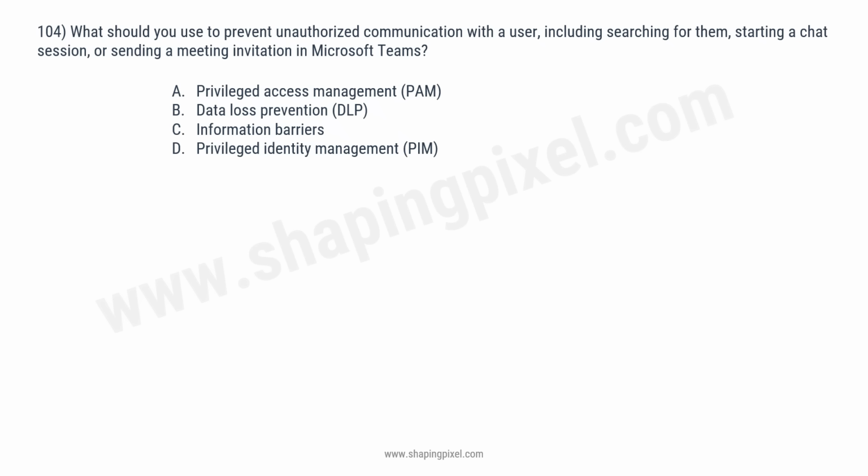Option A, privileged access management. Option B, data loss prevention. Option C, information barriers. And option D, privileged identity management. So the right answer here is option C, information barriers.